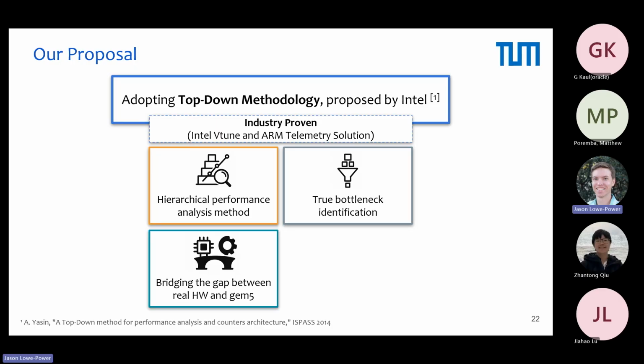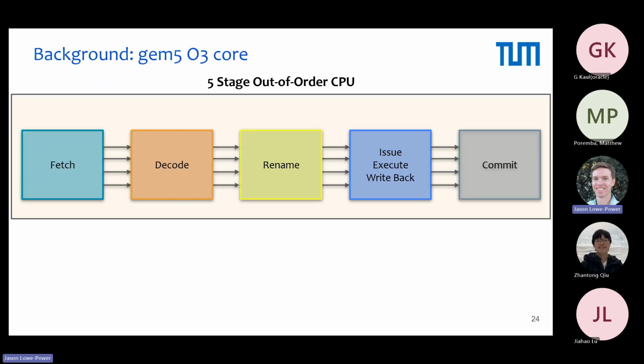Moreover, it will bridge the gap between real hardware and gem5. And lastly, this top-down methodology can be used to validate gem5 configurations by simply running the same workloads on both gem5 and real hardware, and then comparing the top-down results.